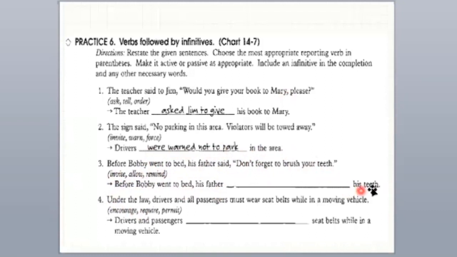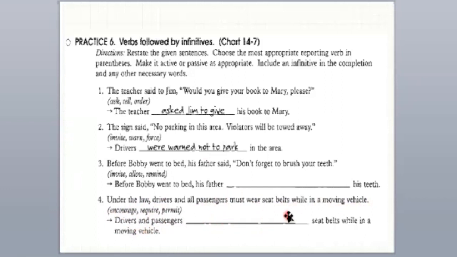Under the law, drivers and all passengers must wear seat belts while in a moving vehicle. So this must, what does it express here? Does it express encouragement, require, or permit? It's a requirement. It's a must. It's an obligation. It's a duty. Okay? It's a requirement. Okay? So drivers and passengers are required to put seat belts or to wear seat belts while in a moving vehicle.